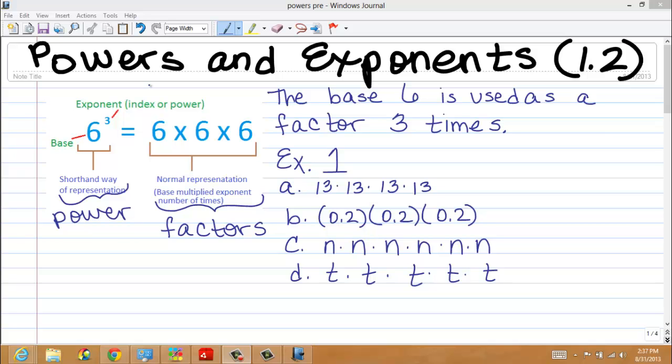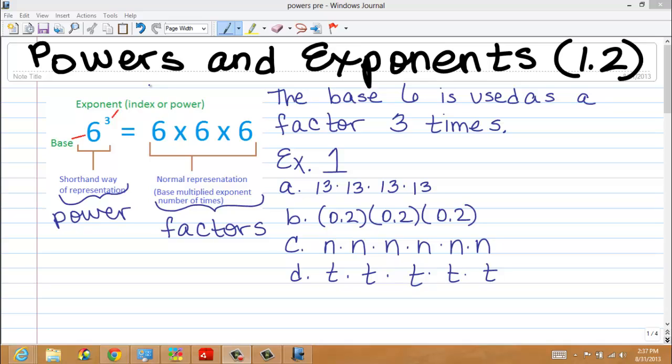Okay, so here's our lesson, Powers and Exponents. It's section 1.2 in your textbook. A power is the result of a repeated multiplication of the same factor. For example, the number 216 is a power because 216 equals 6 times 6 times 6.